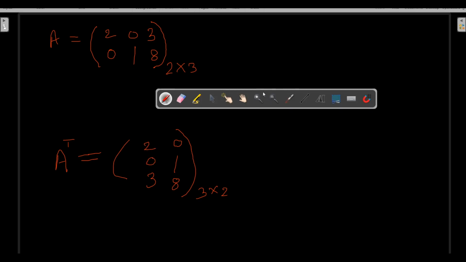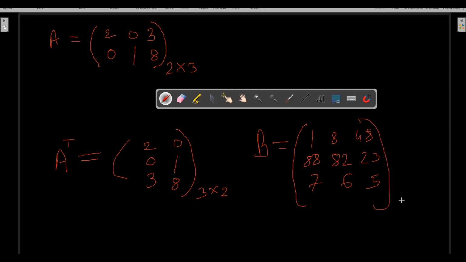Similarly, we might have one more example. Let us take the example of a square matrix B: the first row is 1, 8, 48, the second row is 88, 82, 23, and the third row is 7, 6, 5. So this is a 3 cross 3 matrix. Now I want to find the transpose of this matrix.